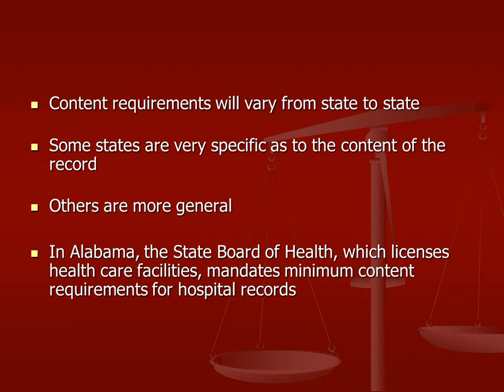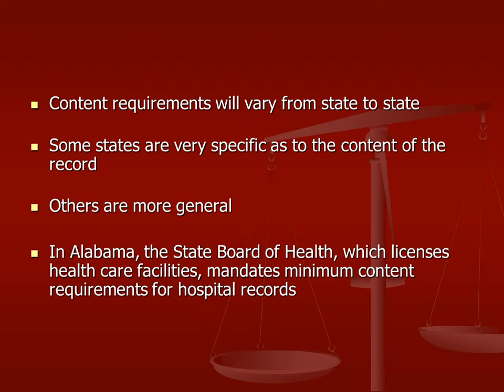Now, in the state of Alabama, the State Board of Health, which is the organization that licenses healthcare facilities, mandates minimum content requirements for hospital records. And so in order to find out in the state of Alabama in a hospital what has to be in a record, we would go to the State Board of Health, which publishes what has to be in the record, and we have to be licensed as a facility to be able to open the doors and treat patients. So we must, in the state of Alabama, do what the State Board of Health says.